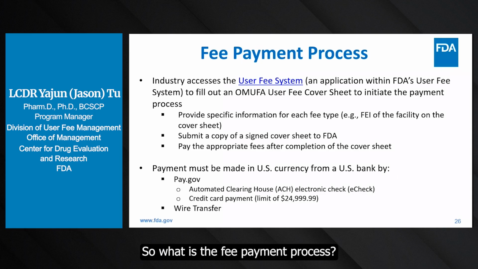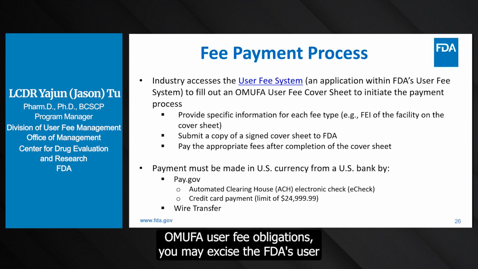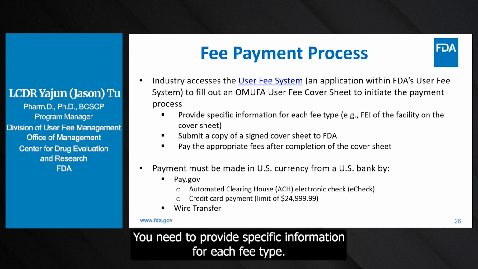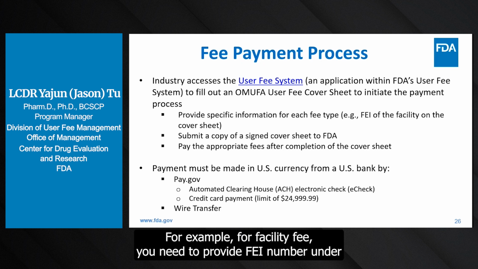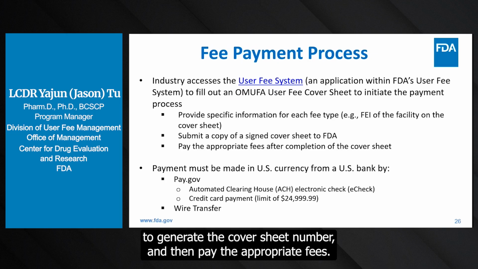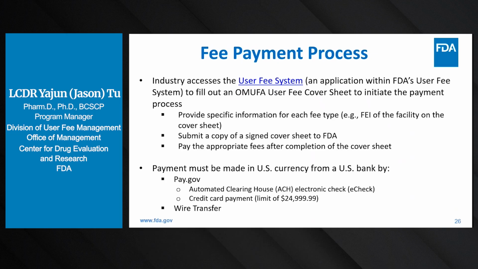So what is the fee payment process? To submit payment to fulfill your OMUFA user fee obligations, you may access the FDA's user fee system to create an OMUFA user fee cover sheet. You need to provide specific information for each fee type. For example, for facility fee, you need to provide the FEI number of the facility on the cover sheet. Submit a copy of a signed cover sheet to generate the cover sheet number and then pay the appropriate fees.